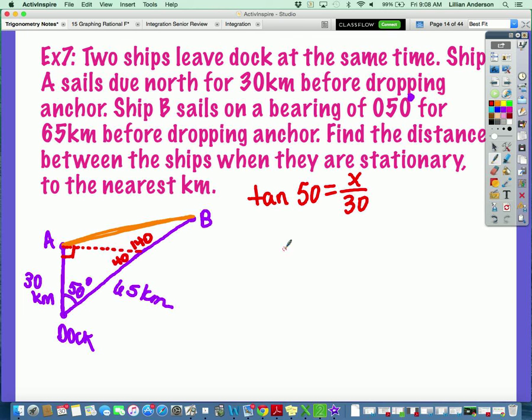Am I multiplying or dividing here? Multiplying by 30, tangent 50. 35.8. Yeah. Okay, so we know that dotted red line is 35.8 kilometers. Okay?